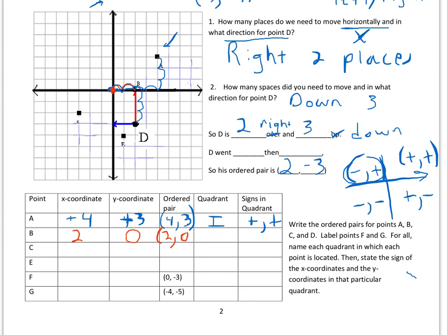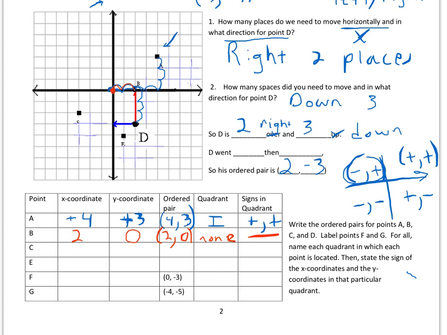Okay, what quadrant is this in? Well, when it's on an axis, and this is a really important key point, when it's on an axis, we basically say that it's in none. It's not in a quadrant, okay, if it's on the axis. Okay, so there are no signs for this one either. Okay, so I'm just going to kind of cross that out.